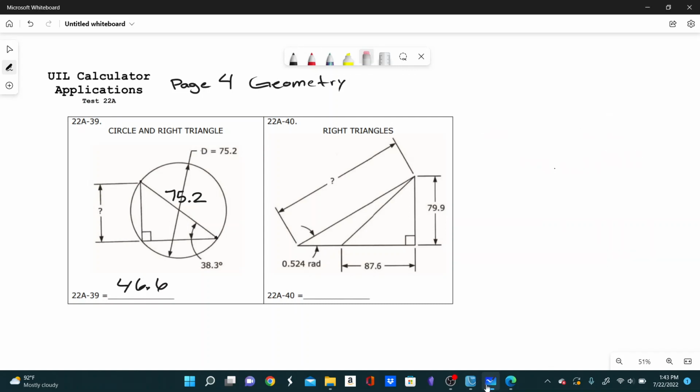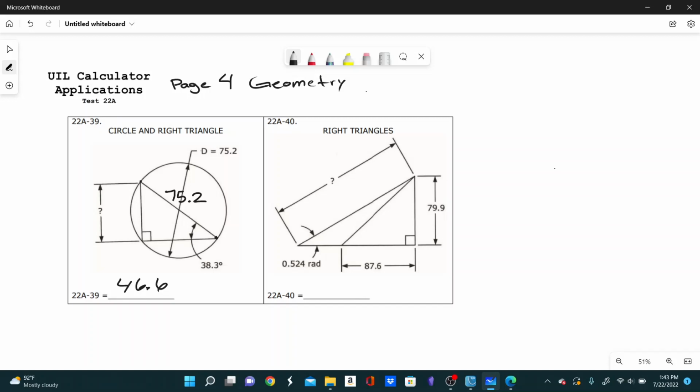We have right triangles. So we have this right triangle and then the longer right triangle. We know these two side lengths, and we also have this angle of 0.524 radians. So it looks like we're going to switch back to radians, but that's okay. The first thing you should always do on these kinds of questions is just look for sides and angles that you can find.